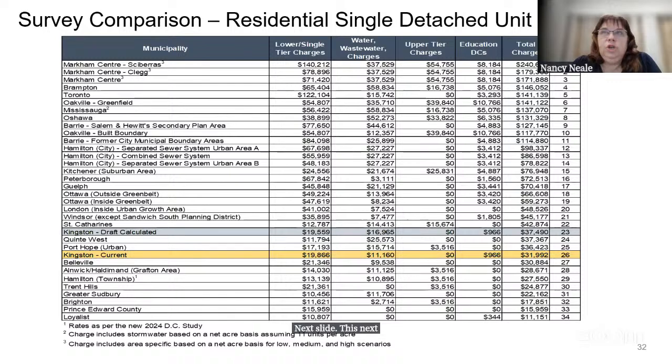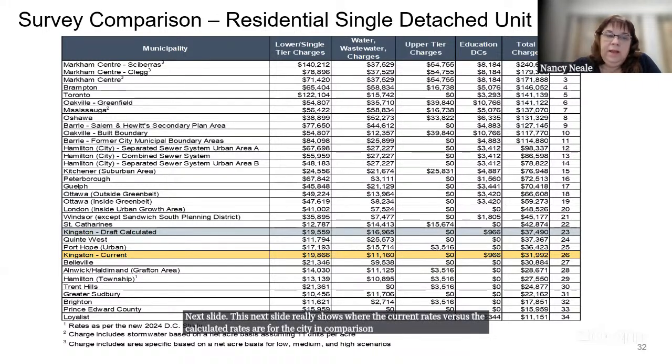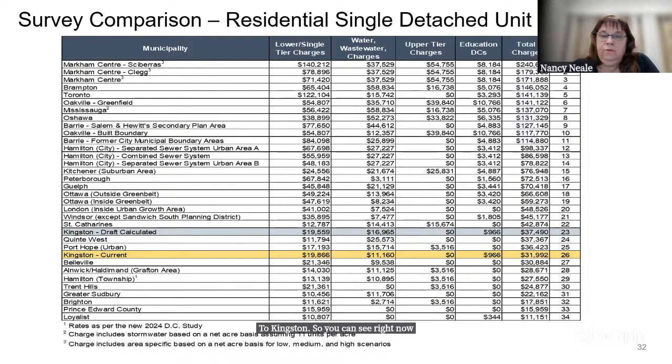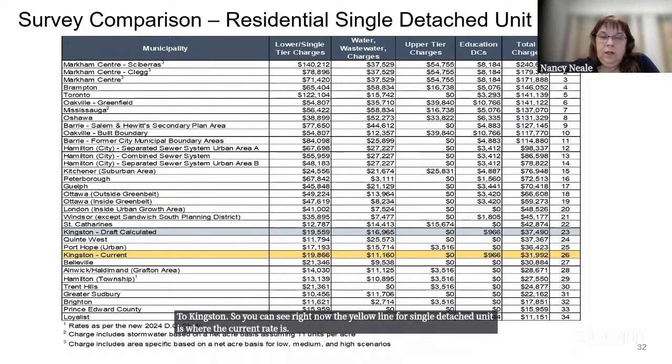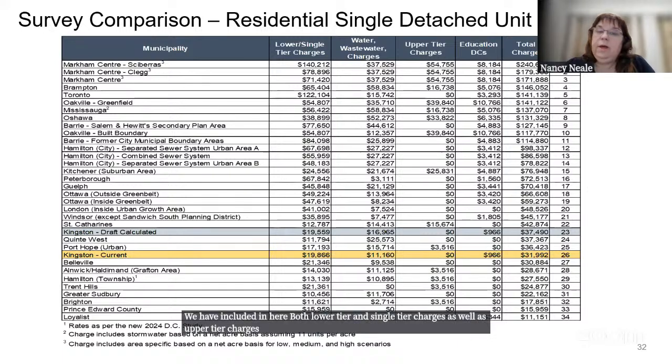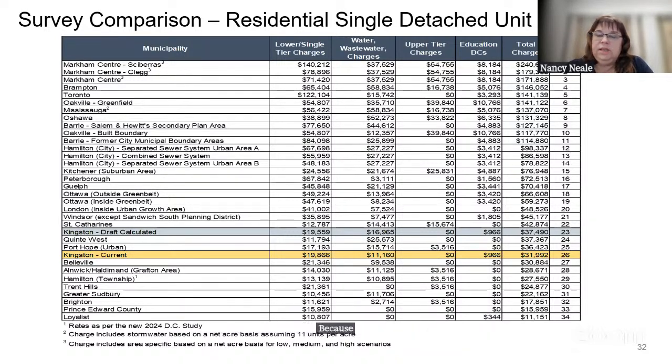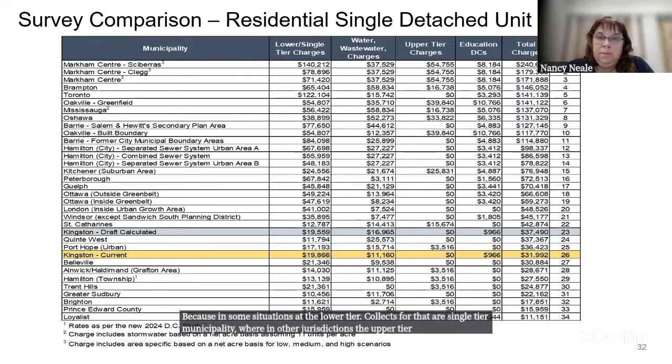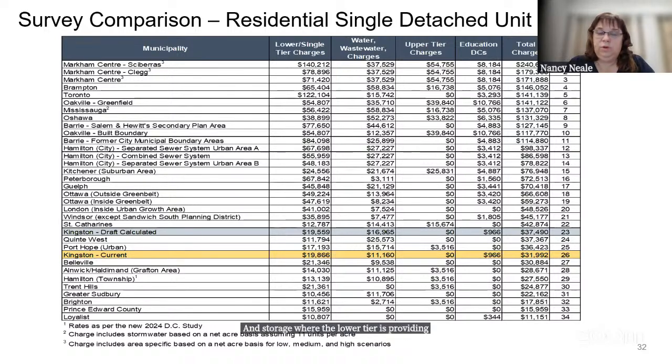This next slide really shows where the current rates versus the calculated rates are for the city in comparison to municipalities of similar size or in the area to Kingston. So you can see right now the yellow line for a single detached unit is where the current rate is. We have included in here both lower tier and single tier charges as well as upper tier charges because some municipalities are in a two-tiered system. And we have separated out the water and wastewater charges as well because in some situations, the lower tier collects for that or single tier municipality, where in other jurisdictions, the upper tier recovers for the water wastewater services, or there may be a shared service with an upper tier collecting for things such as treatment and storage, where the lower tier is providing the actual distribution or collection systems.